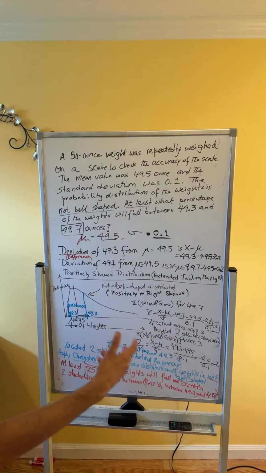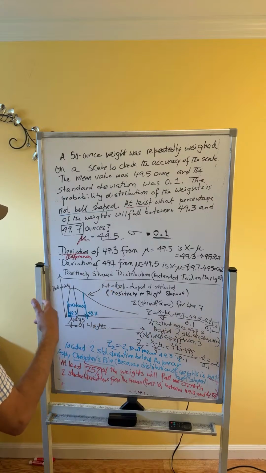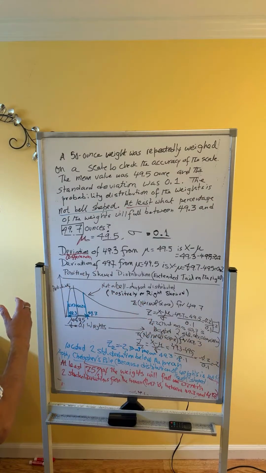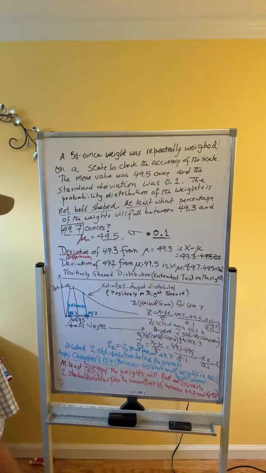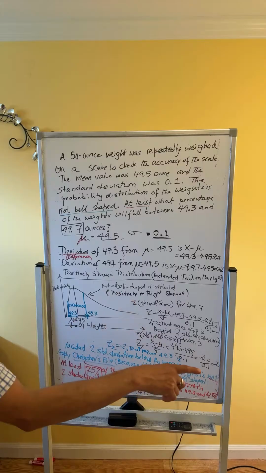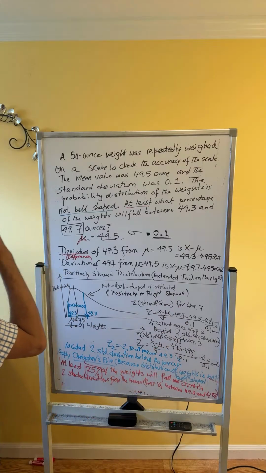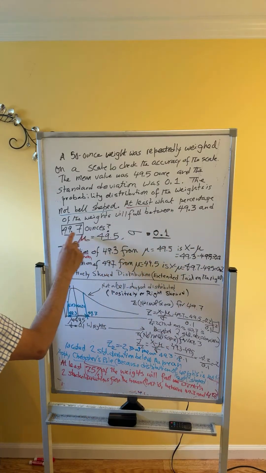So the way to approach these problems is to find the deviation from the mean, then divide the deviation by the standard deviation to get the normal score. In this case, one point is 2 standard deviations below the mean and one is 2 standard deviations above. Because the distribution is not bell-shaped, we apply Chebyshev's rule, which says at least 75% of the data will fall within 2 standard deviations of the mean, which here is 49.3 and 49.7 ounces.